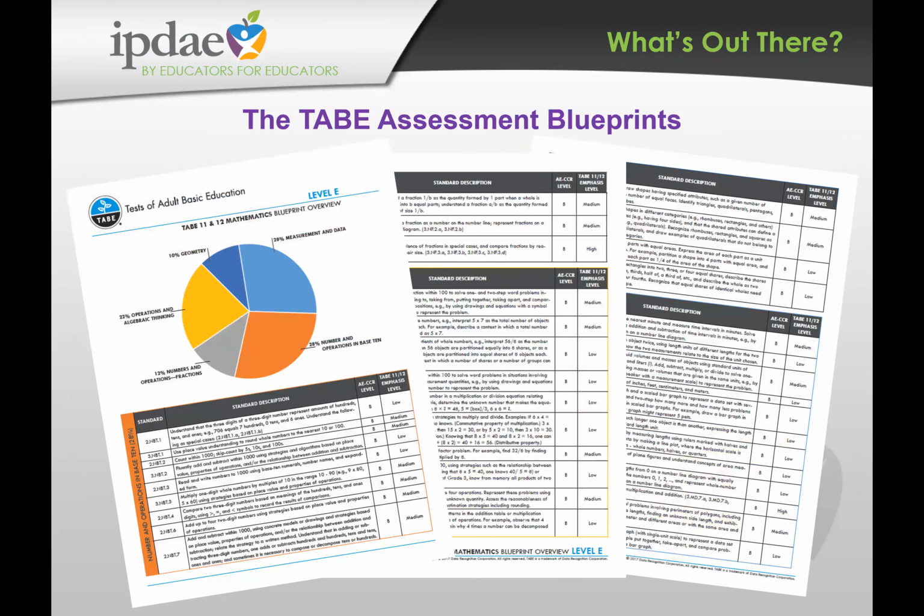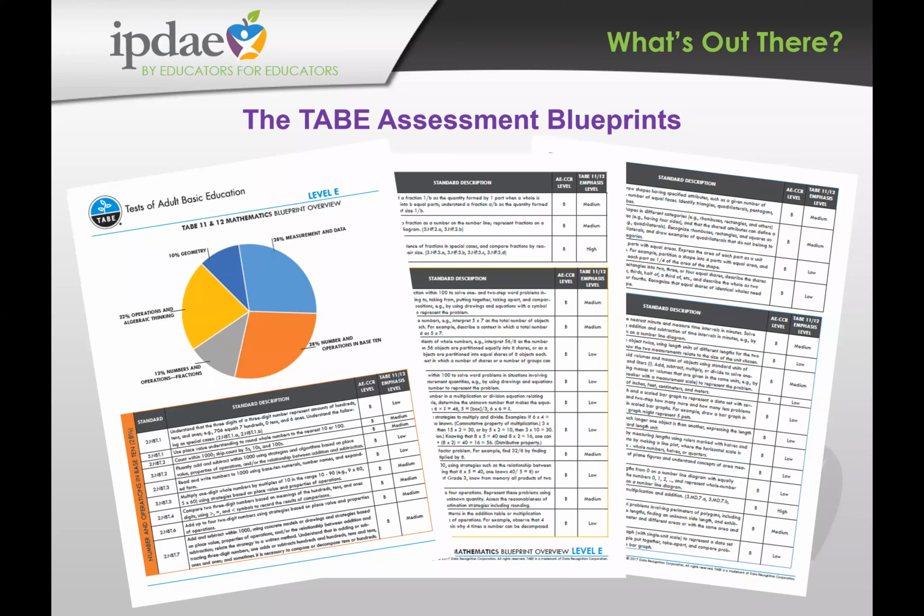As I mentioned earlier, we have the TABE assessment blueprints that itemize all of the objectives that are tested. The beauty of the TABE assessment blueprints is that they organize the objectives or competencies according to domains. Then they added an extra level of detail: a column identifying what college and career readiness standards they align to, and also the emphasis level, which is really what I'm going to try to emphasize.